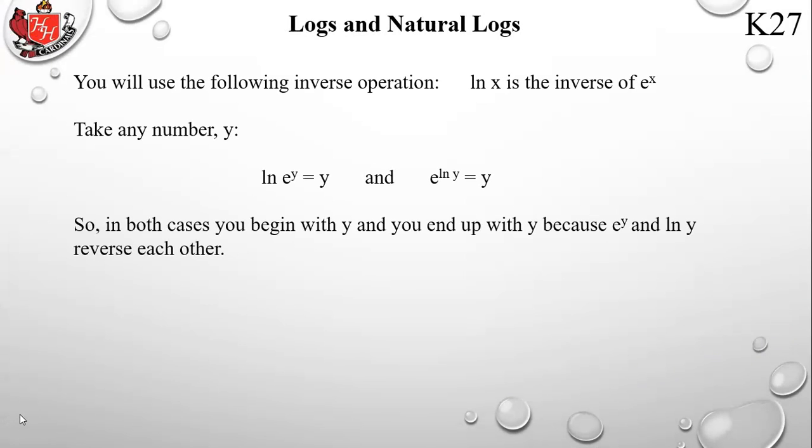So you will use the following inverse function. ln x is the inverse of e to the x. So take any number y, ln e to the y equals y. So in other words, if you've got the y up there in the exponent of e, you just take the natural log of e to the y and it will get you back. It'll kind of unwrap that y and get it out of there. Similarly, if you have ln of y, you simply raise e to the ln of y and it will return y. So they reverse each other.